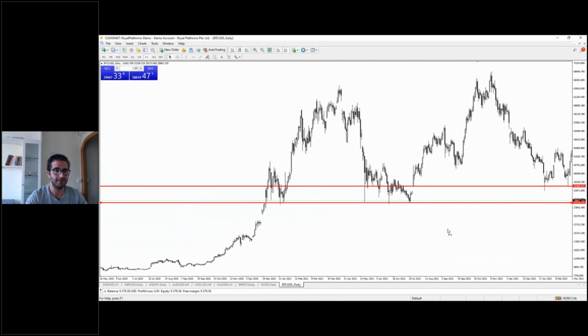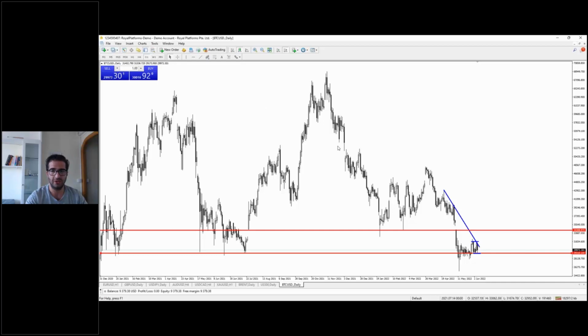BTC USDT, it's so volatile recently. Let me remove this. The market was in a downward movement, lower highs, lower lows, as you can see, and then it was sitting around this area for a long time, since the 12th of May. So the market is ranging as well.